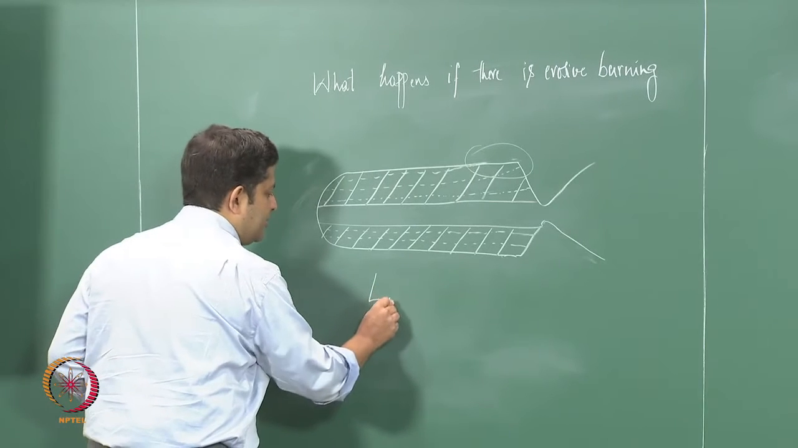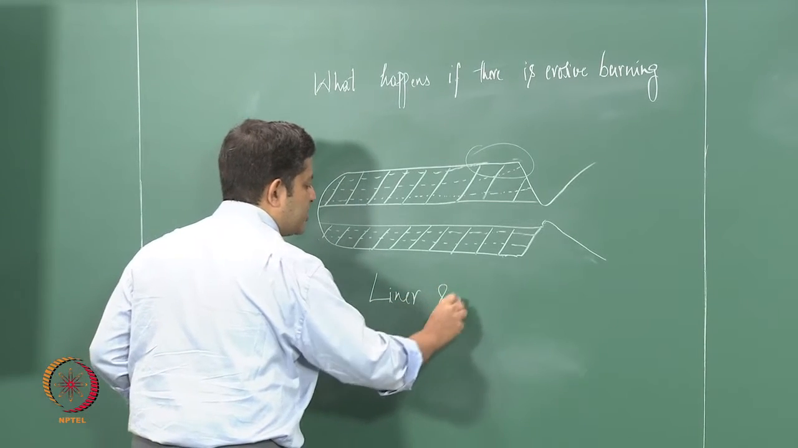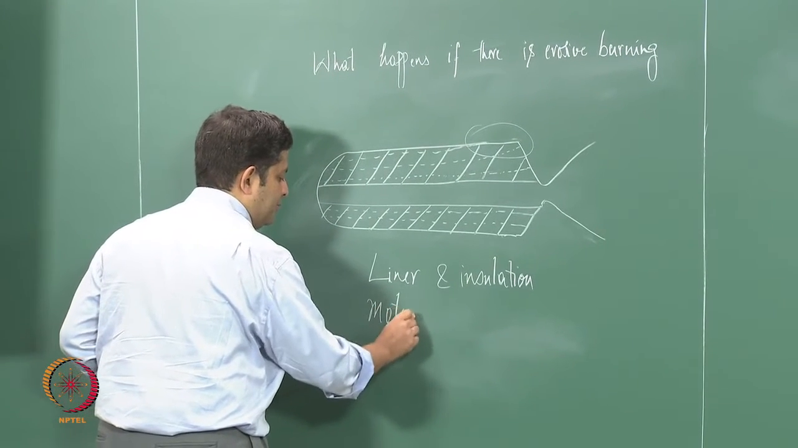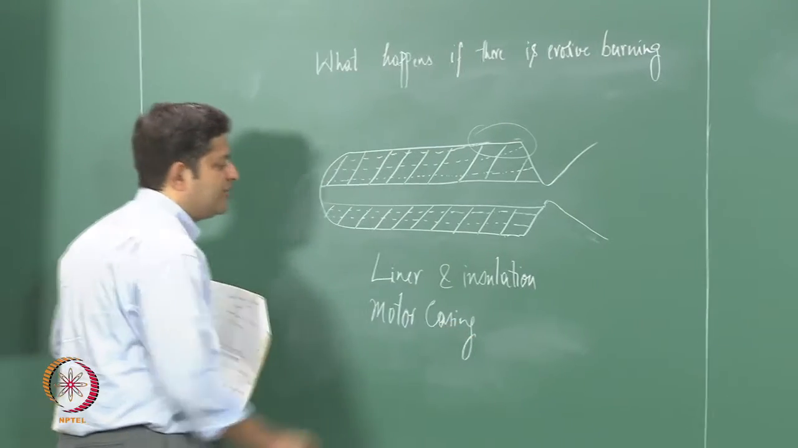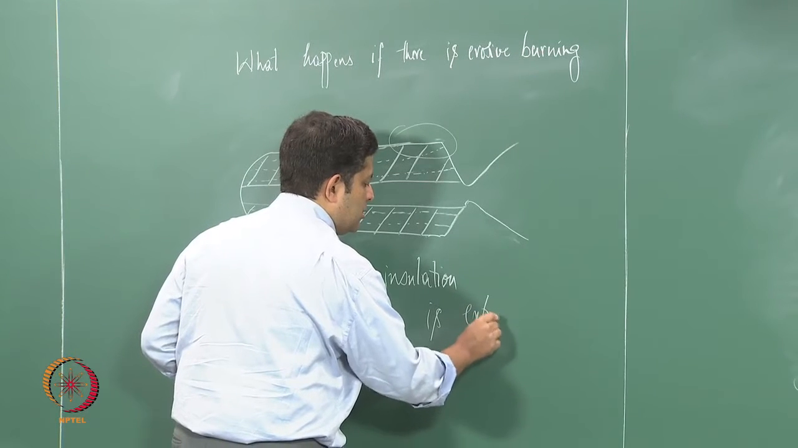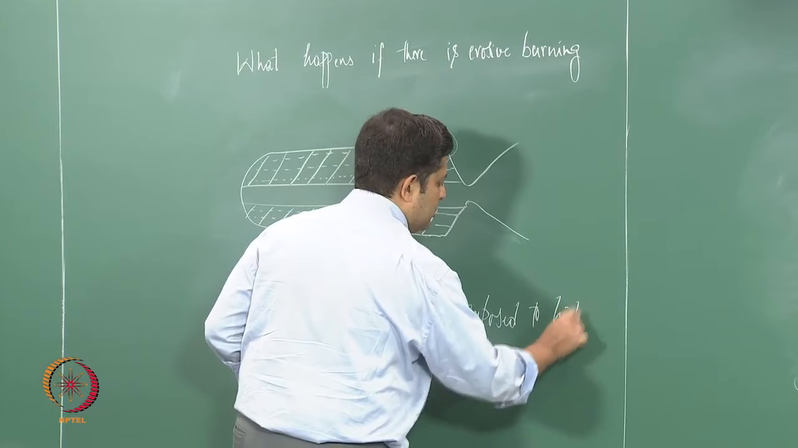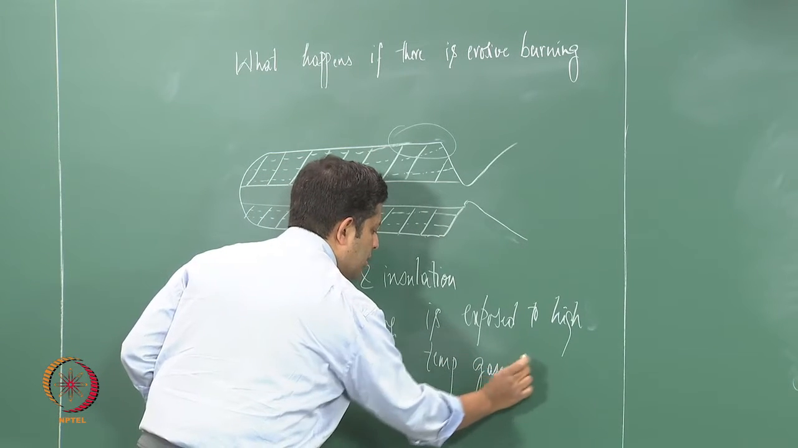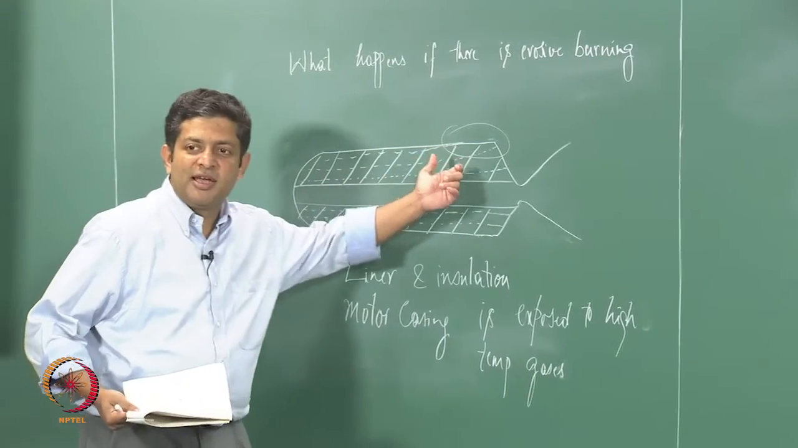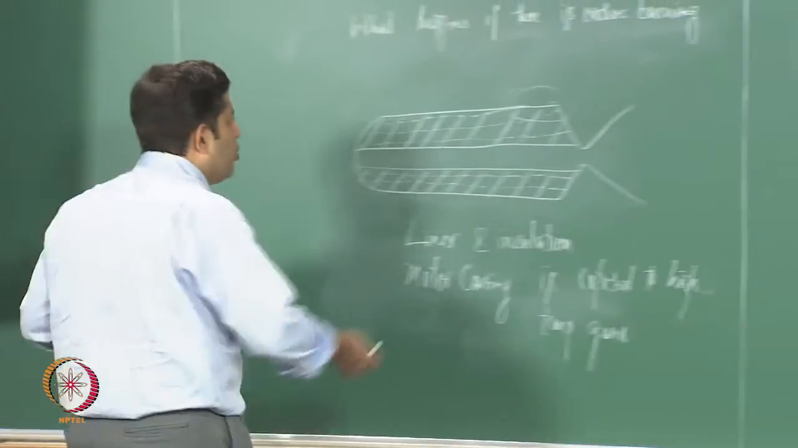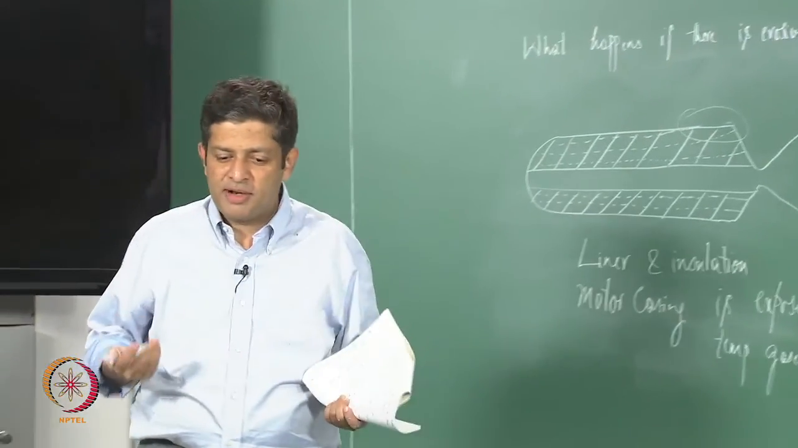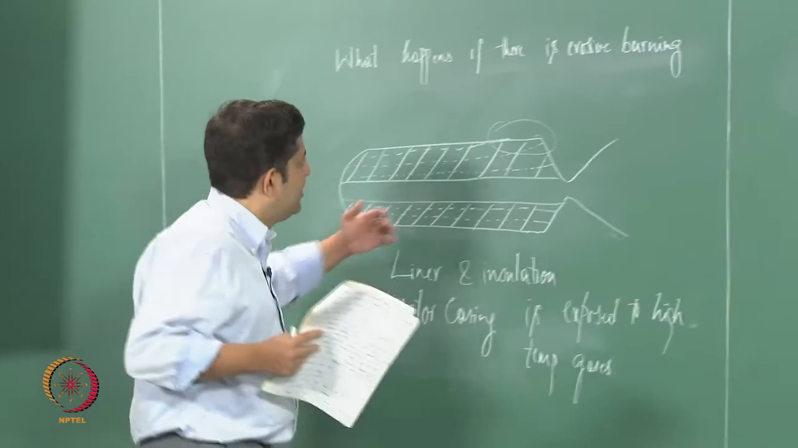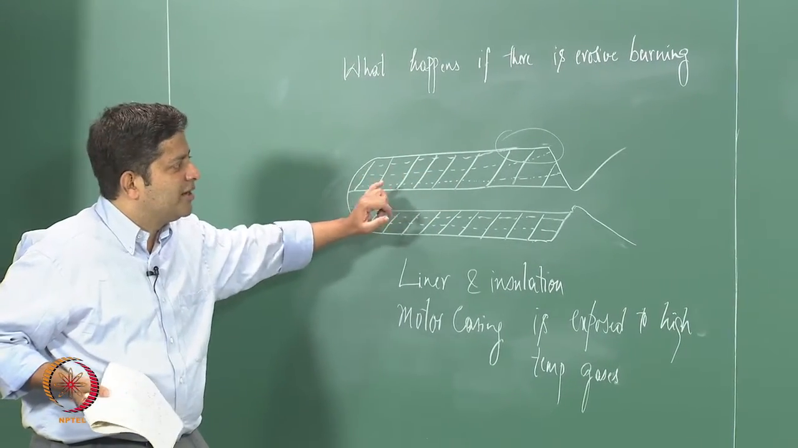the liner material, liner and insulation, and also motor casing is exposed to high temperature gases. And if it is exposed to high temperature gases, it could have a detrimental effect. You could have a hole being created here, and the mission will sometimes not be accomplished, and you might have a catastrophic failure, which is not something that is desirable. Other than that, even in case it does not happen this way, the reason to avoid it is what we will see next.